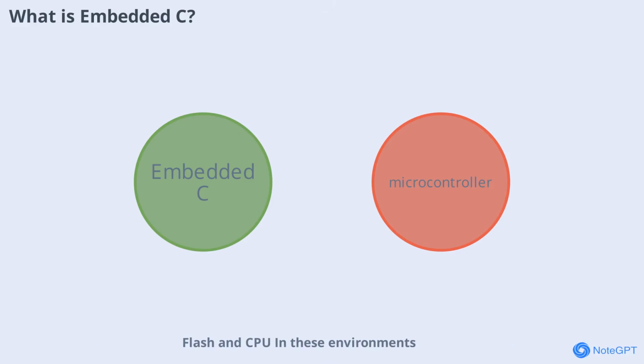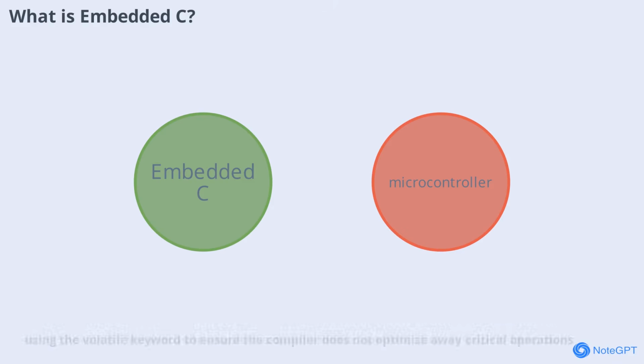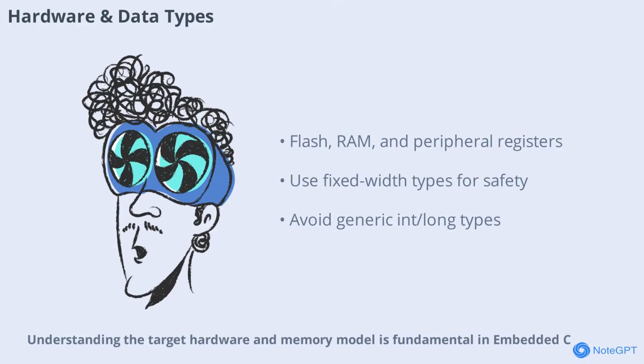In these environments, real-time and deterministic behavior is crucial, and often there is no operating system or only a minimal real-time OS. For example, toggling an LED on a microcontroller involves writing directly to a hardware register using the volatile keyword to ensure the compiler does not optimize away critical operations. This direct hardware interaction is what sets Embedded C apart from its desktop counterpart, making it essential for anyone working with embedded devices. Understanding the target hardware and memory model is fundamental.